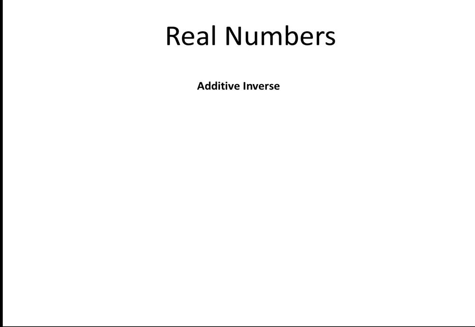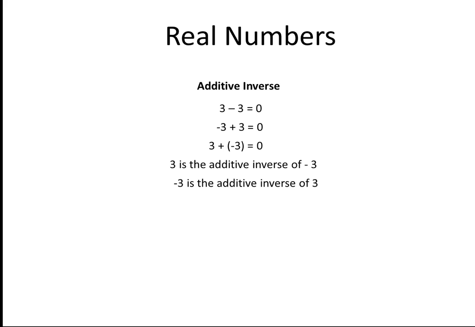Let us look at additive inverse. 3 minus 3 is equal to 0. We can rewrite this as minus 3 plus 3 is equal to 0. This is obvious. It is also true that 3 minus 3 can be written as 3 plus bracket minus 3. 3 is the additive inverse of minus 3, and minus 3 is the additive inverse of 3.